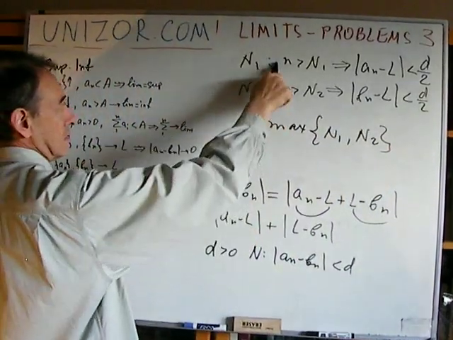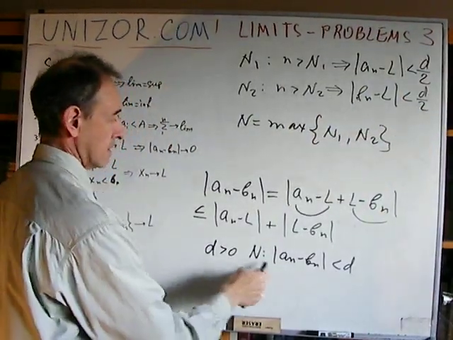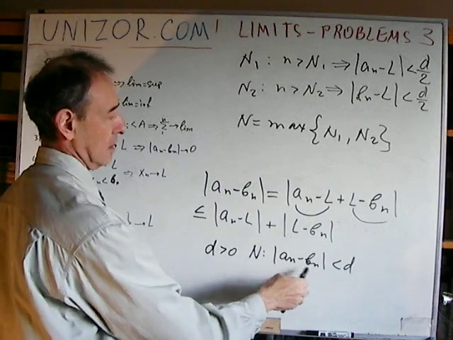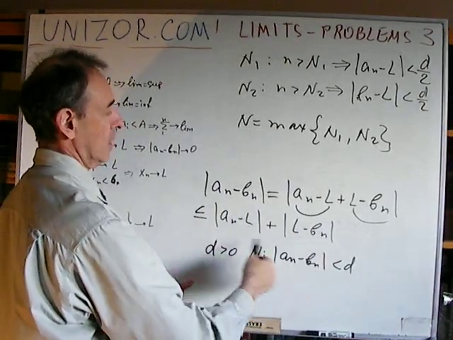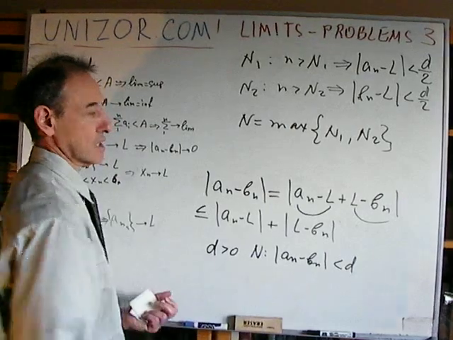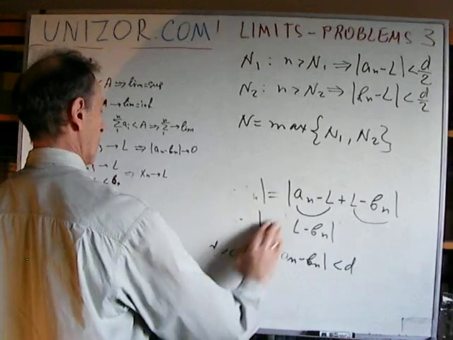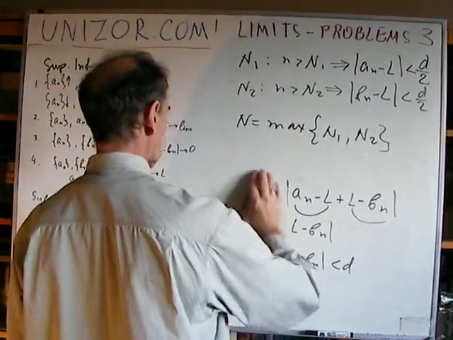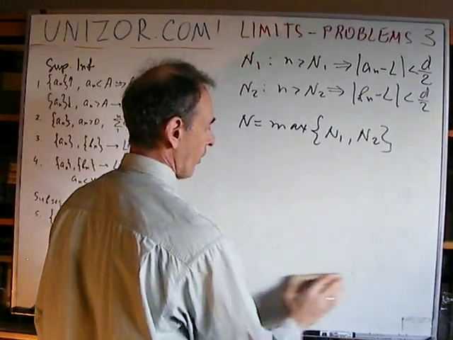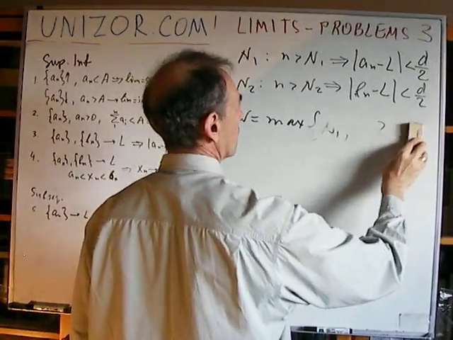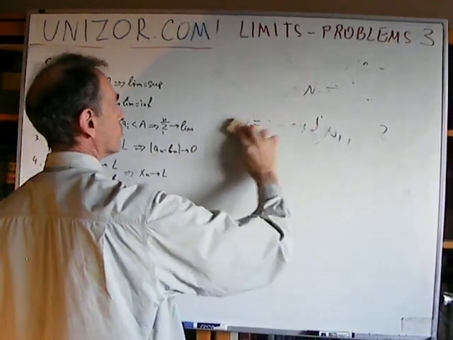then both of these inequalities will be true. And that's exactly a sufficient condition for their sum. This is less than d over 2, and this is less than d over 2. So the sum would be d, and that's exactly what's necessary to prove here. All right? So, obviously, as intuitively felt, the difference between two sequences converging to the same limit converges to zero.